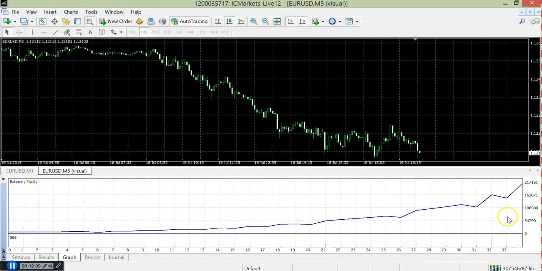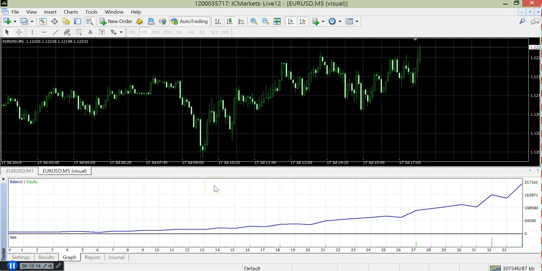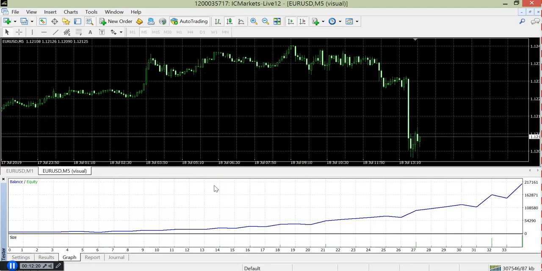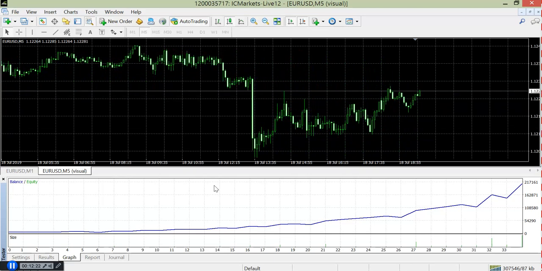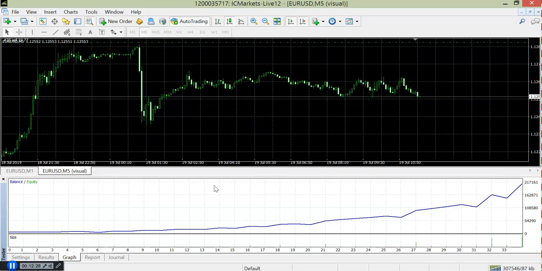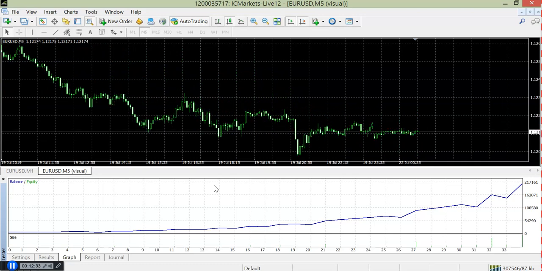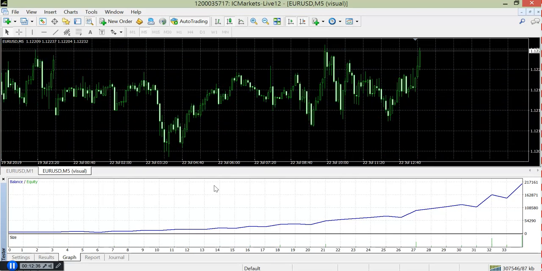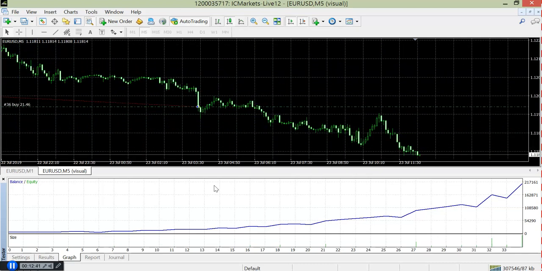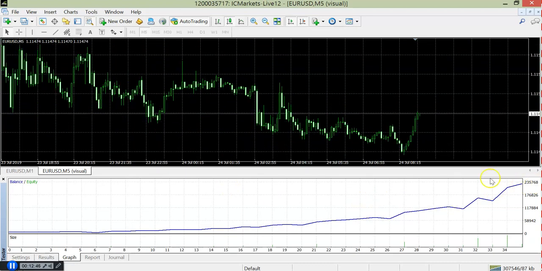Sell trade in progress. Yes, now we have $217,000. So we increased our account more than 40 times during this period of 7 months. So let's finish it. One more minute maybe. We have one buy trade, and we have 235 now.